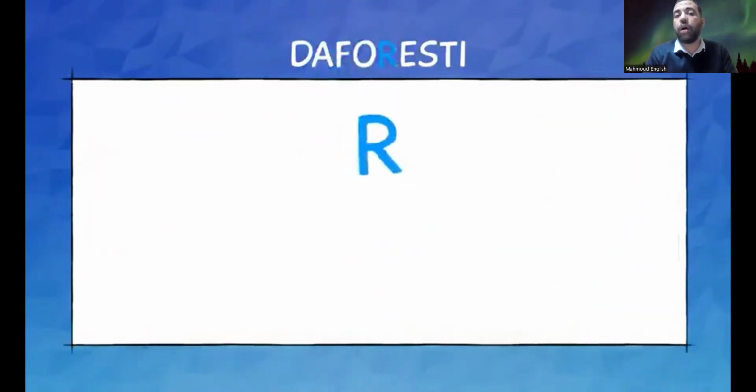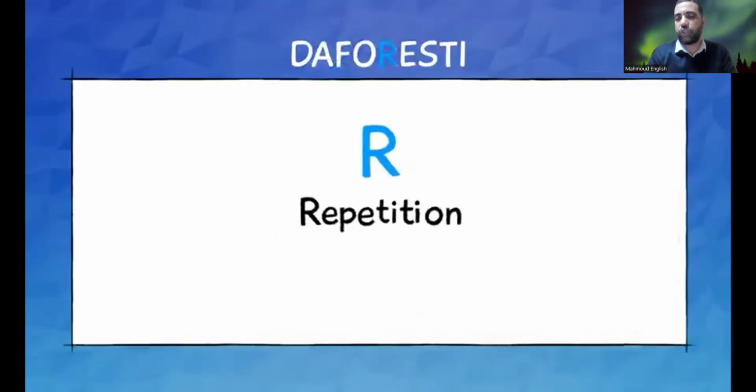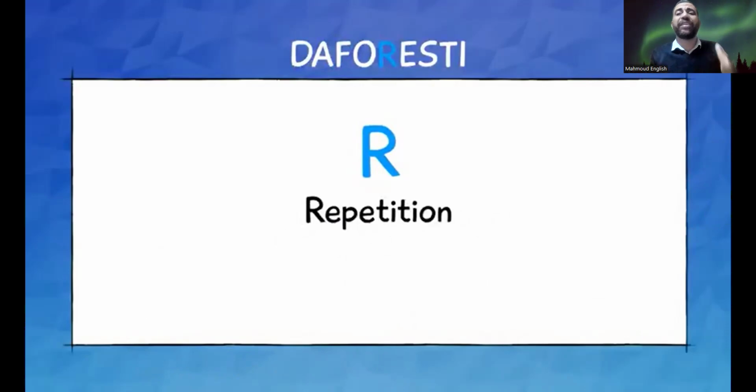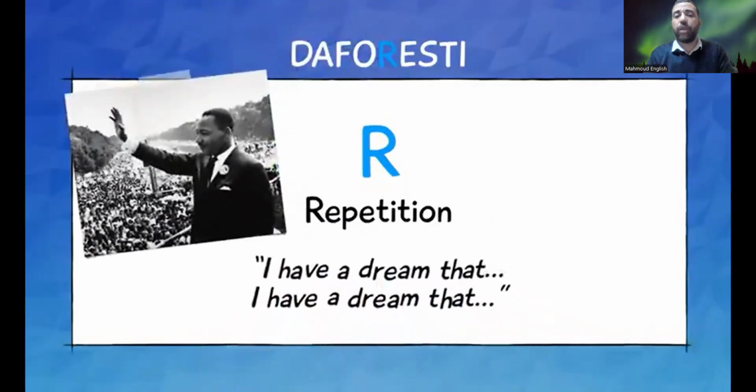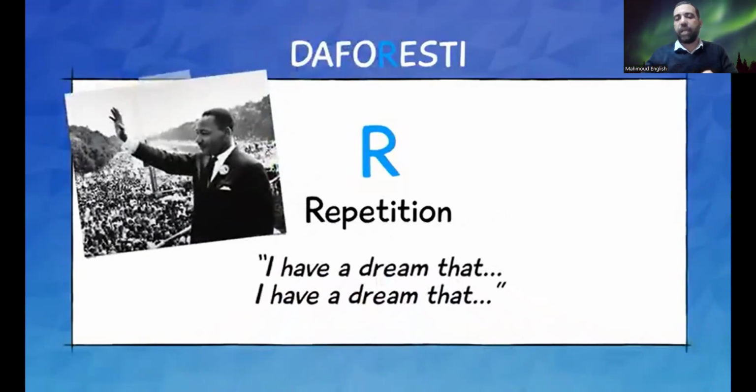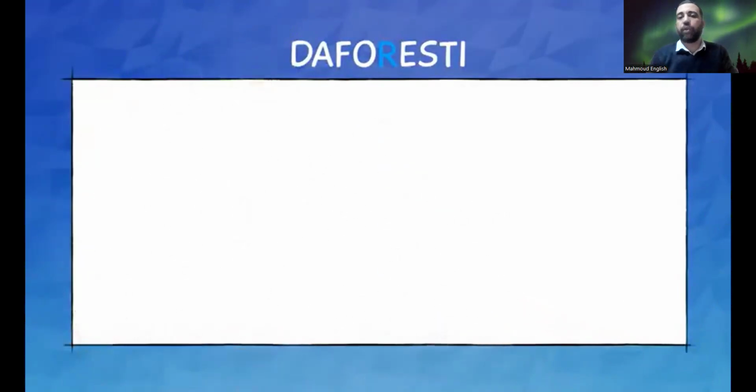And also R for rhetorical question and repetition. Repetition: when you repeat something, it's a technique to convince someone to do what you want. This we call repetition. For example, when I say, I have a dream that, I have a dream that. So I want you to do blah blah blah, I want you to do blah blah blah. Sorry, this is a kind of repetition.